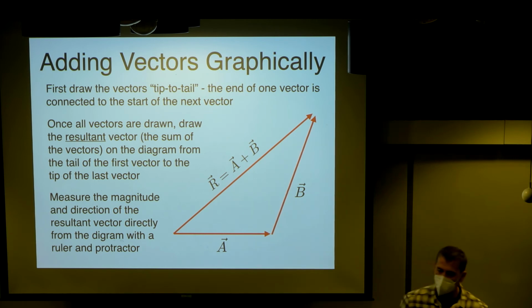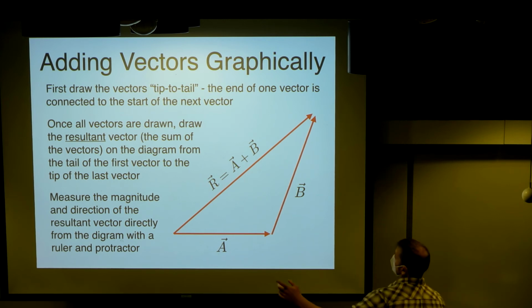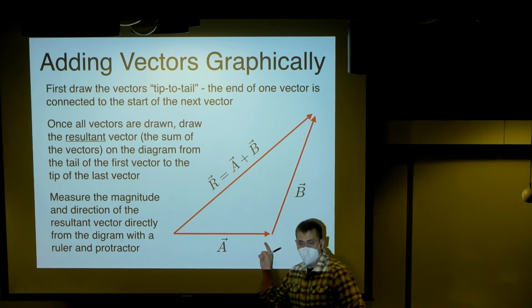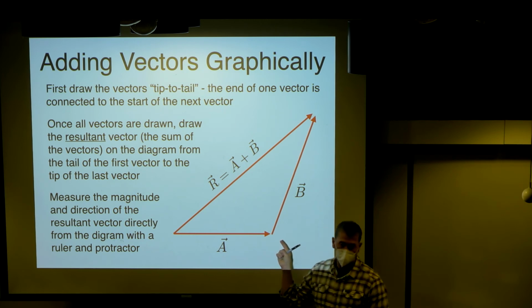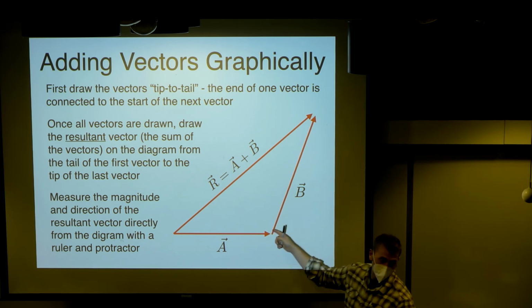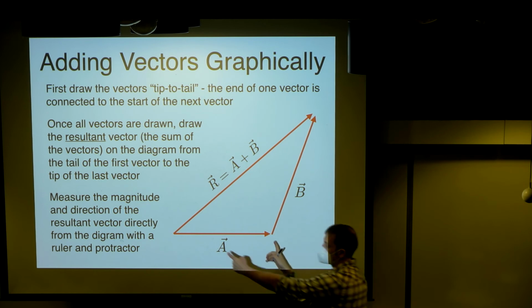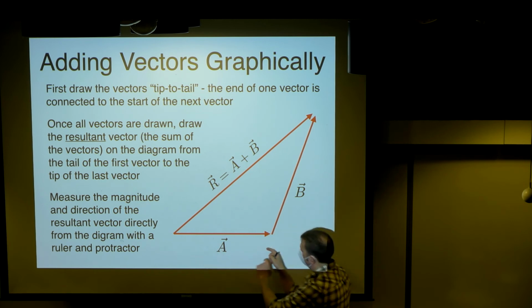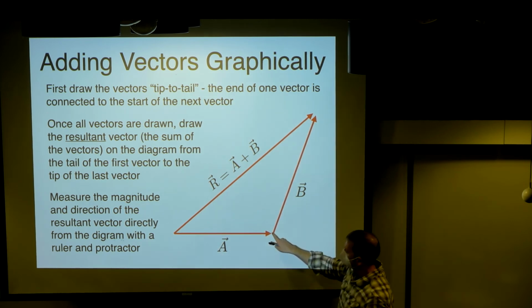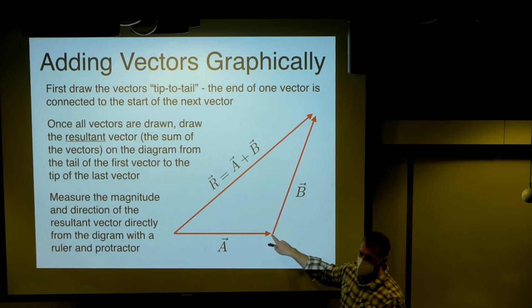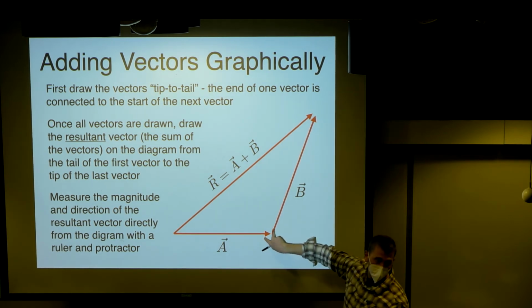Okay, so this is how the tip-to-tail method works. First, we draw the vectors tip to tail. That means the end of one vector is connected to the start of another vector. So I would draw vector A, let's say, and then I would put the start of vector B at the end of vector A like this. That's them connected tip to tail.